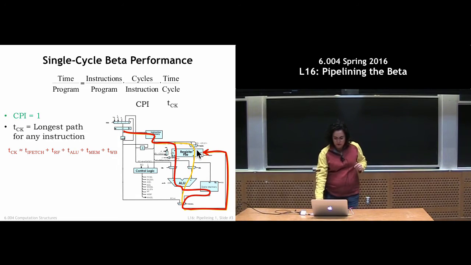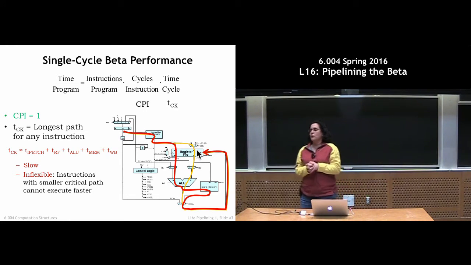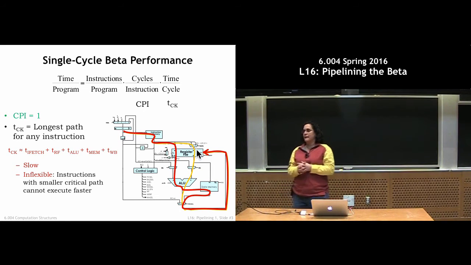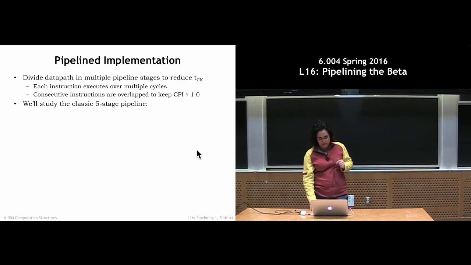So what we'd like to do is say, well, can I make this better? Because this is kind of slow. Even if I want to look at an operation that might be simple and doesn't even use data memory, I'm still going to be limited by the T clock that allows enough time to go through my entire data memory. So what might we be able to do to make this better?